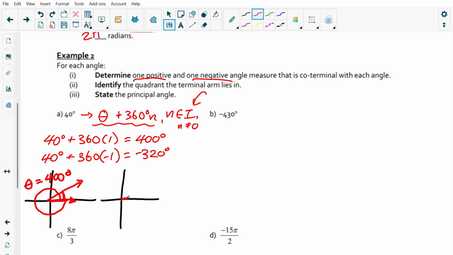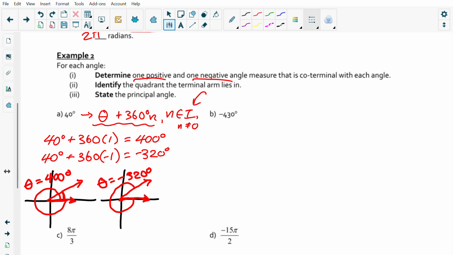Or the other way to think about it is, here's my vertex, initial arm, -320, right? So if I think of it this way, I'm going 40 degrees shy of a full rotation. So I'm going to go 90, 180, 270, and then stop 40 degrees shy of a full rotation. It's the same angle because they're coterminal. So theta equals -320 degrees.